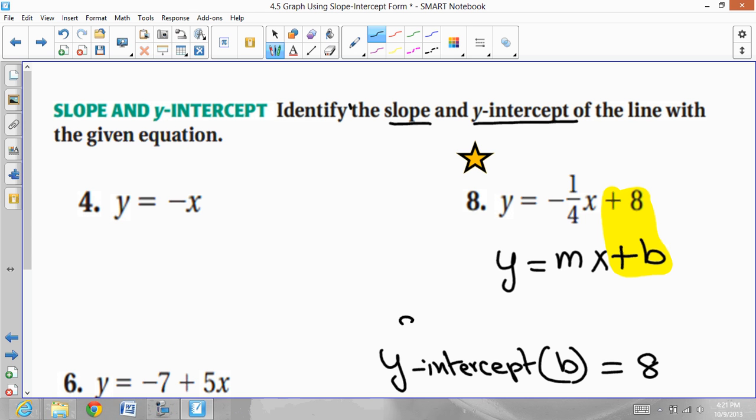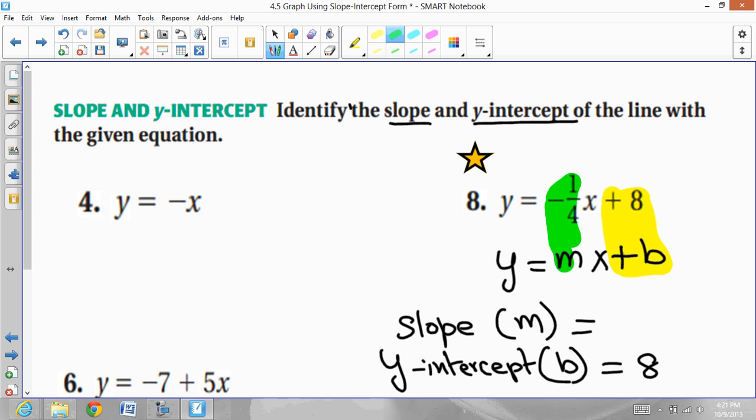Now coming to the first one, which is the slope. The slope, in this case, I'm calling m. I'm going to use the highlighter, using the green. Now look at the one in blue. So the x is the same as x. The only thing that is different in this case is the slope, which is the m. So the m takes on the value of negative 1/4, which is what they are asking you to find. They are asking you to identify the slope and the y-intercept, which is what you did.